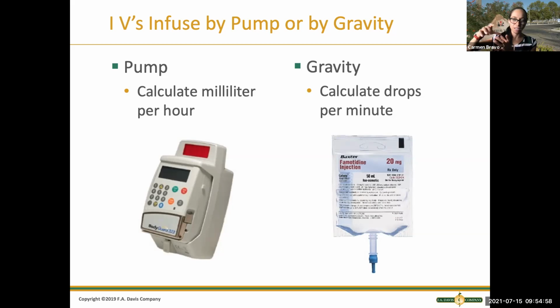Okay, so normally that's in the tubing, and there are different types of tubing. The tubing will tell me, this is a macro tubing, and macro tubing is 15 to 20 drops per mL. And then you read it, and I'll tell you how to calculate that. But I do want you to understand that we calculate drops per minute on many occasions. Maybe most of the time you'll be dealing with a pump, but if you're not, you have to learn how to calculate drops per minute, okay?